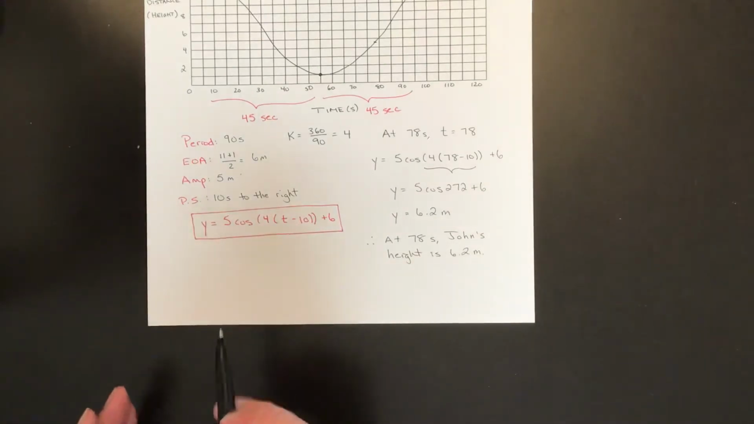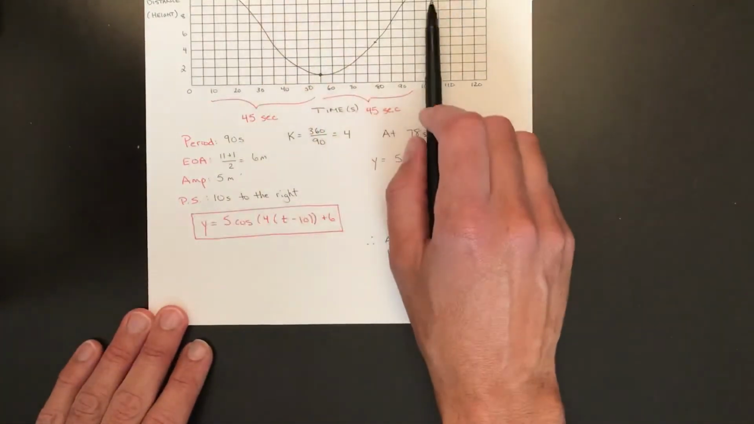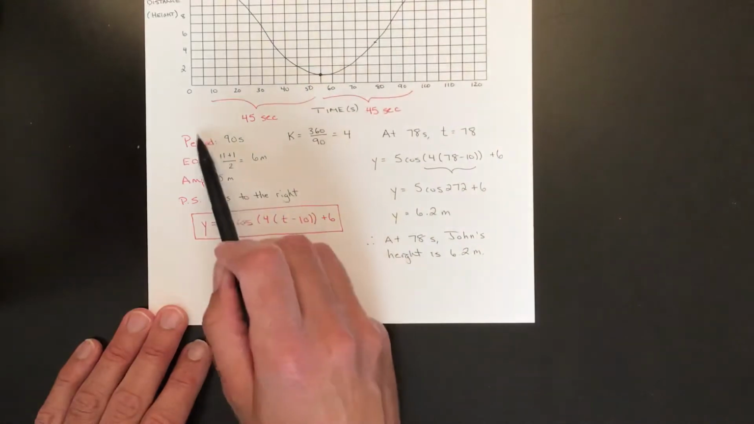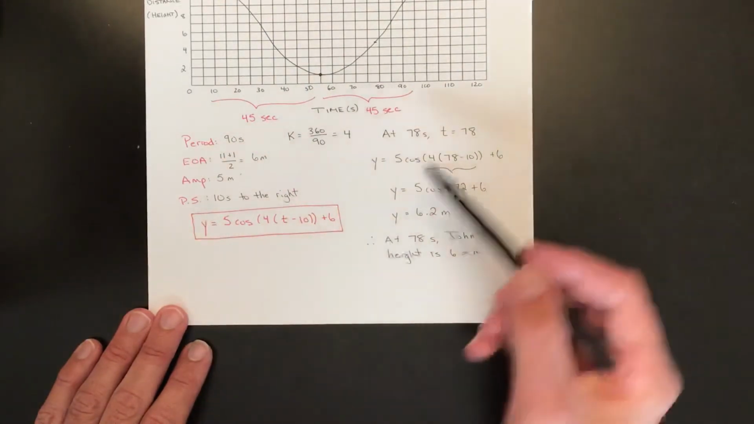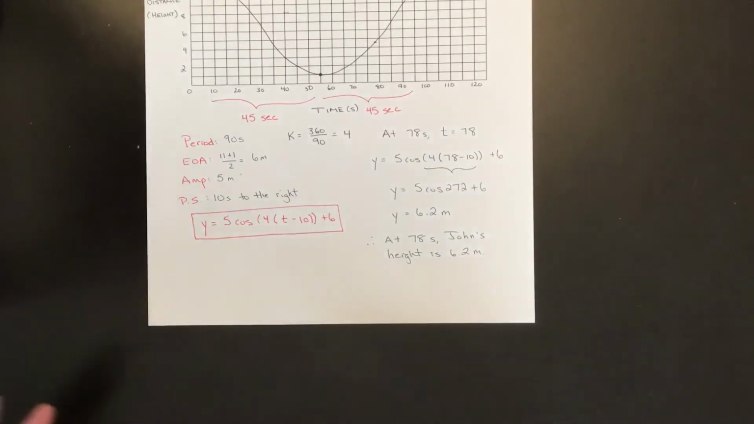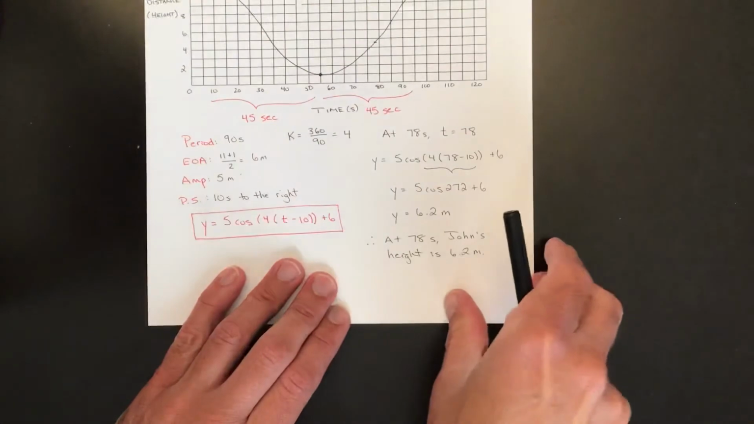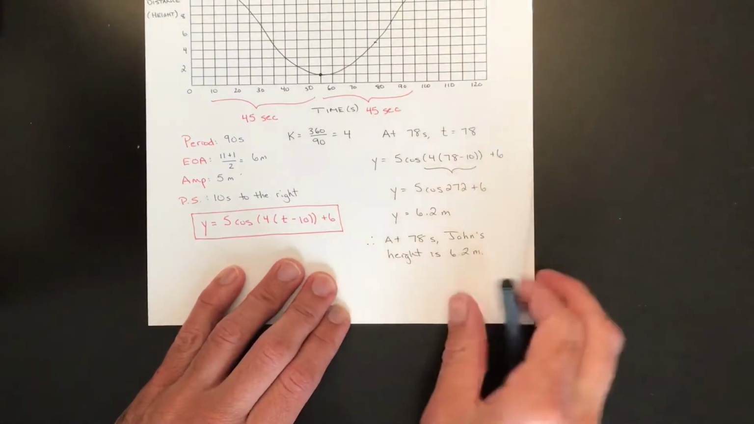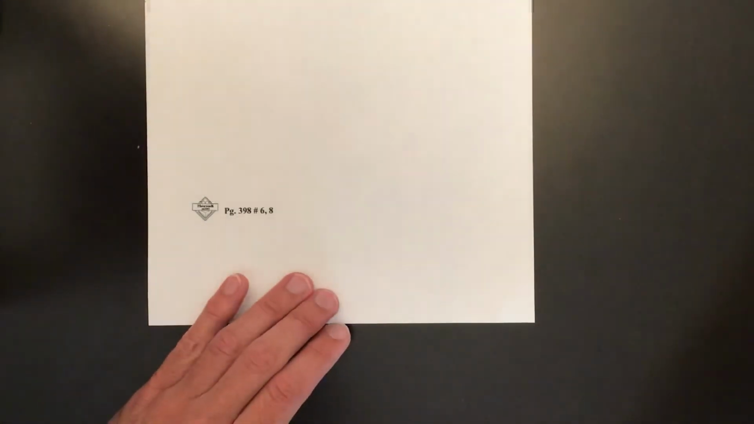So with all these, we draw our graph, we get a sketch, peeps, get our equation, take whatever we want to determine, sub it in for our independent variable, and we get our answer. So most questions are the same. We'll just look at one other one for this lesson.